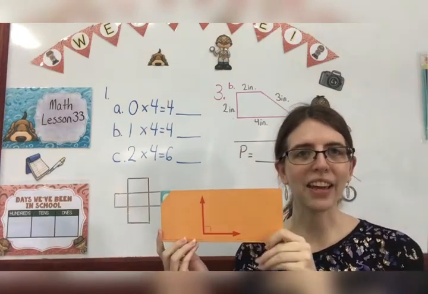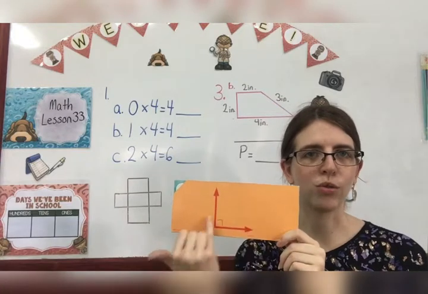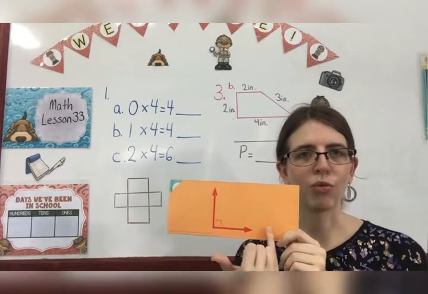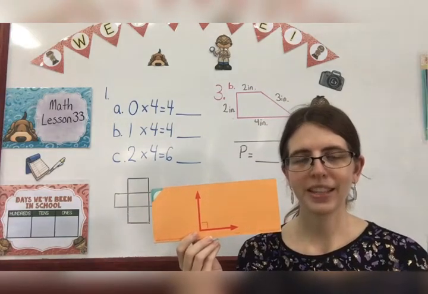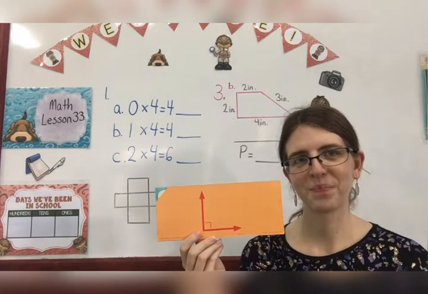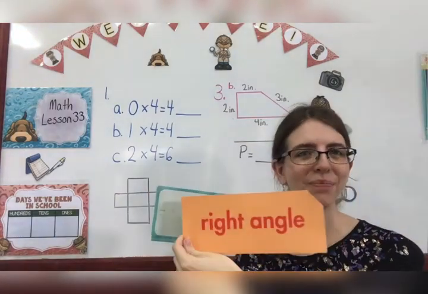Okay, this is an angle. This angle has 90 degrees. It goes straight up and straight across. What do we call this angle? Let's see. Cassandra? That's right, it's a right angle.